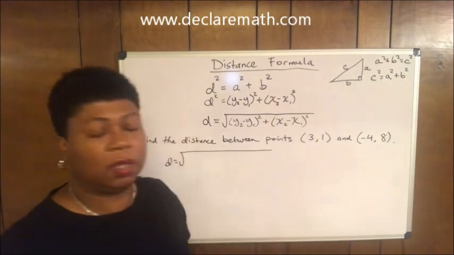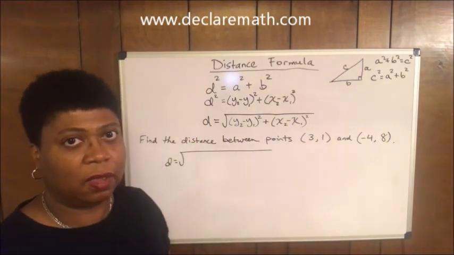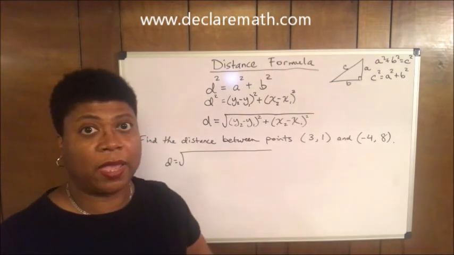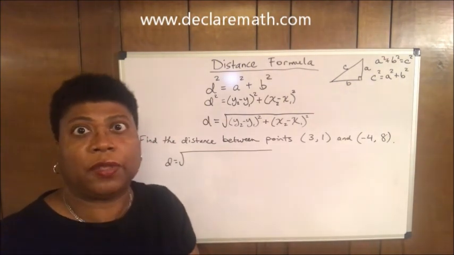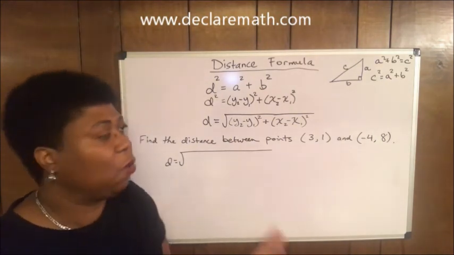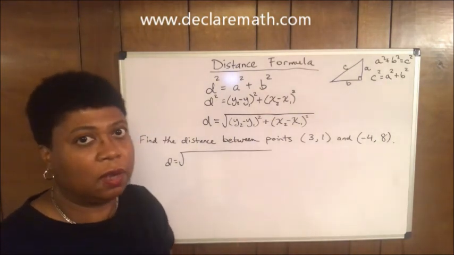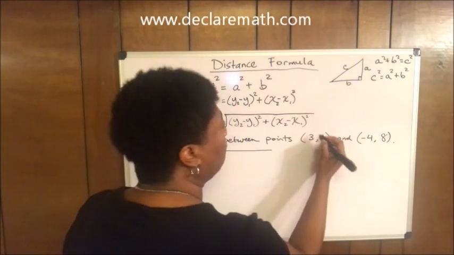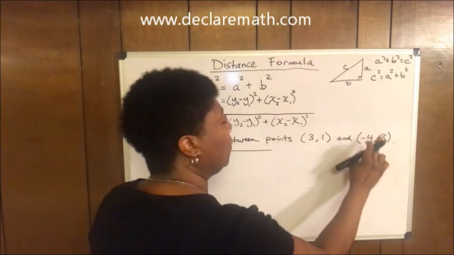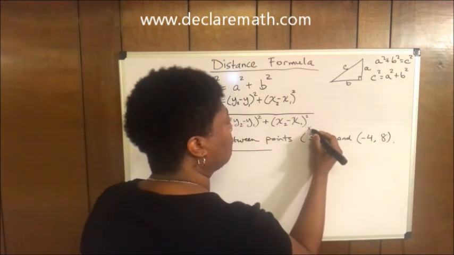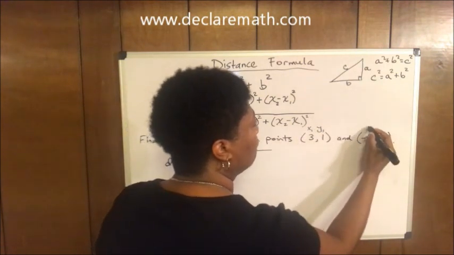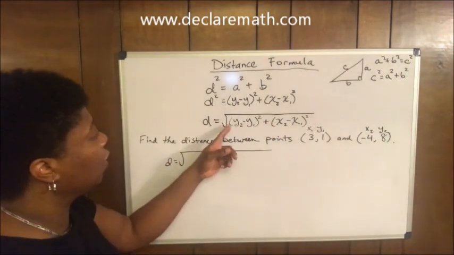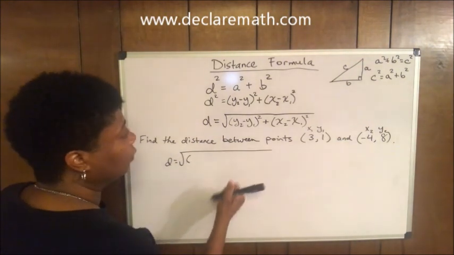Now, what should you do before anything? What did we do when we were playing around with slope? We labeled, right? Because we don't want to get everything crossed and not know what x1, y1 are. It's so easy to get it mixed up and confused. So let's label. Let's let this be point 1. This will be point 2. So we have x1, y1, x2, y2. And so we're going to plug and chug.